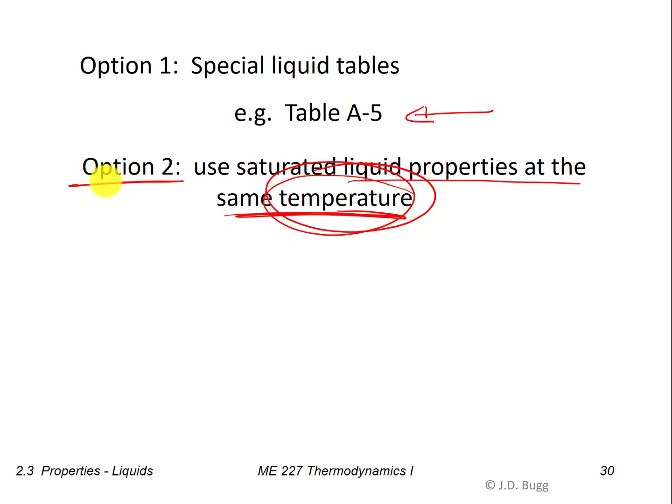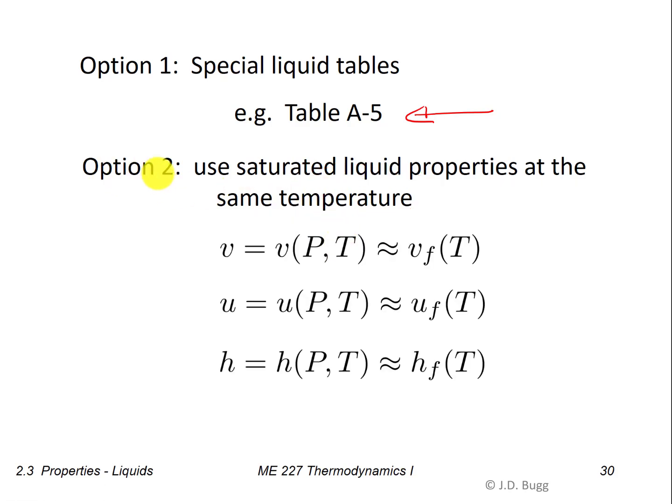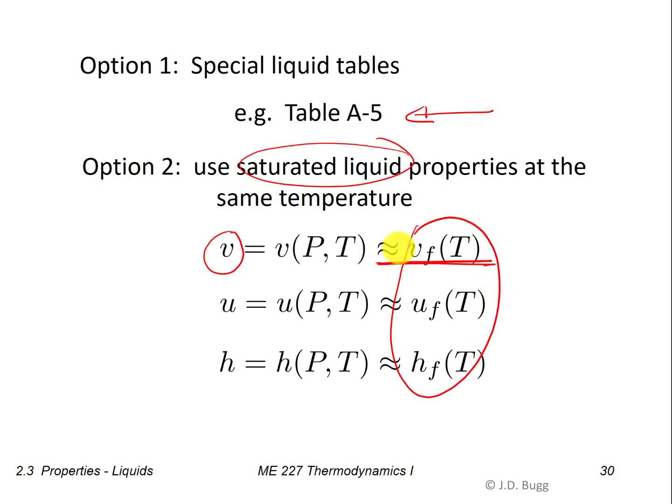So when we do this, we're taking advantage of a characteristic of properties in the liquid region that I want to show you. So this second option essentially amounts to saying that the specific volume, for example, of a compressed liquid is approximately equal to the specific volume of the saturated liquid. So when we say use saturated liquid properties, it means use v_f, u_f, h_f, etc. The values on the saturated liquid line. Well, let's take a look at why this works so well.